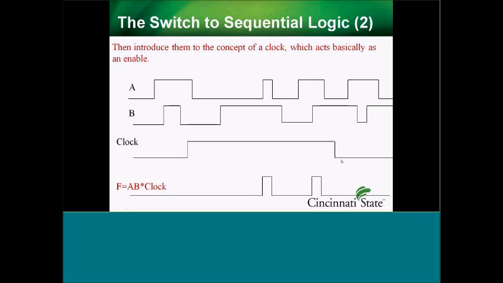And so I tell them, because of this, the actual function is A and B, but it's also ANDed with the clock, just like an enable. If the clock's low, it sets it to 0, and if the clock is high, that's the way it goes. This is just trying to get them an idea about how things work with the clock.